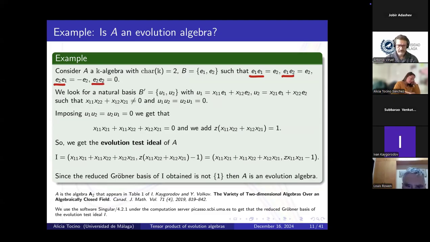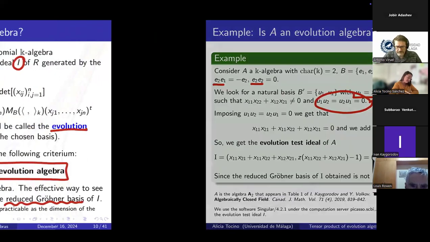And we are looking for a natural basis, B prime, such that we can write u1 as a linear combination of e1, e2, and we write u2 as a linear combination of e1, e2. We need that this is 0 in order that the basis becomes natural. So we have to impose it. And this is how we construct the polynomials that we have in these slides.